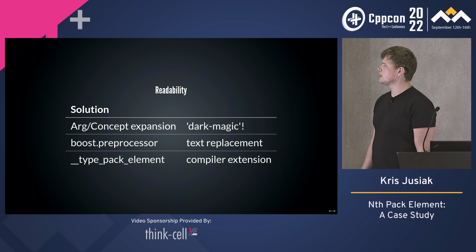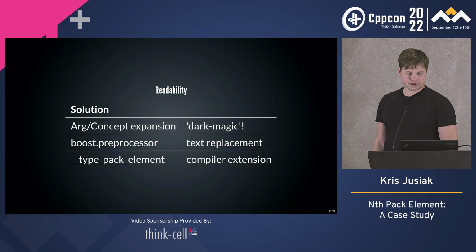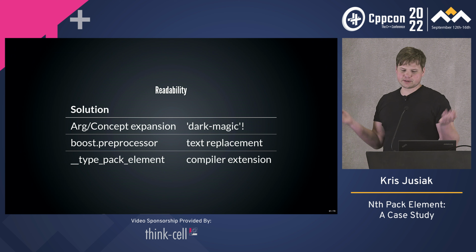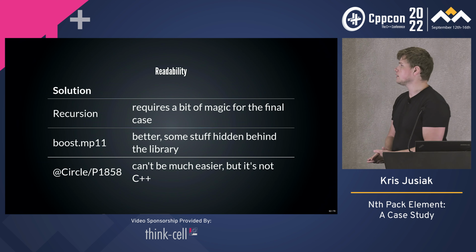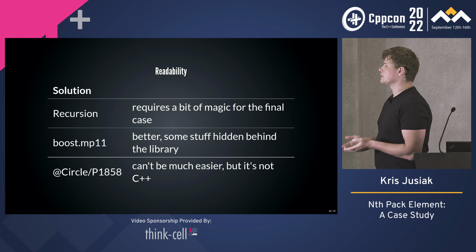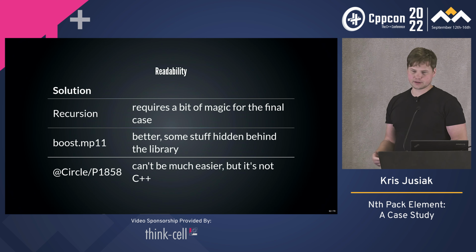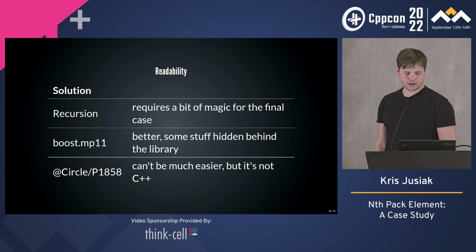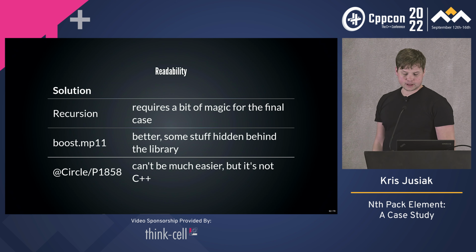Just to sum up, there was a lot of dark magic with the arc and concept expansion. Boost preprocessor, I'm not going to talk about. Compiler extension for the other part. But what is important, I think, is that Circle and the proposal is something which we aim for, because that's where cool stuff actually might happen. And you see how many possibilities that opens up for us.